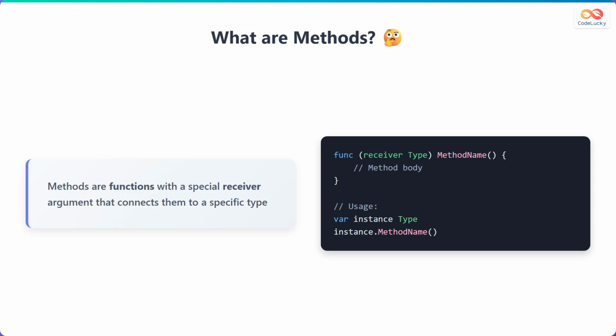To use the method, you create an instance of the type and then call the method on that instance using the dot notation. For example, instance.methodName(), open parenthesis, close parenthesis.